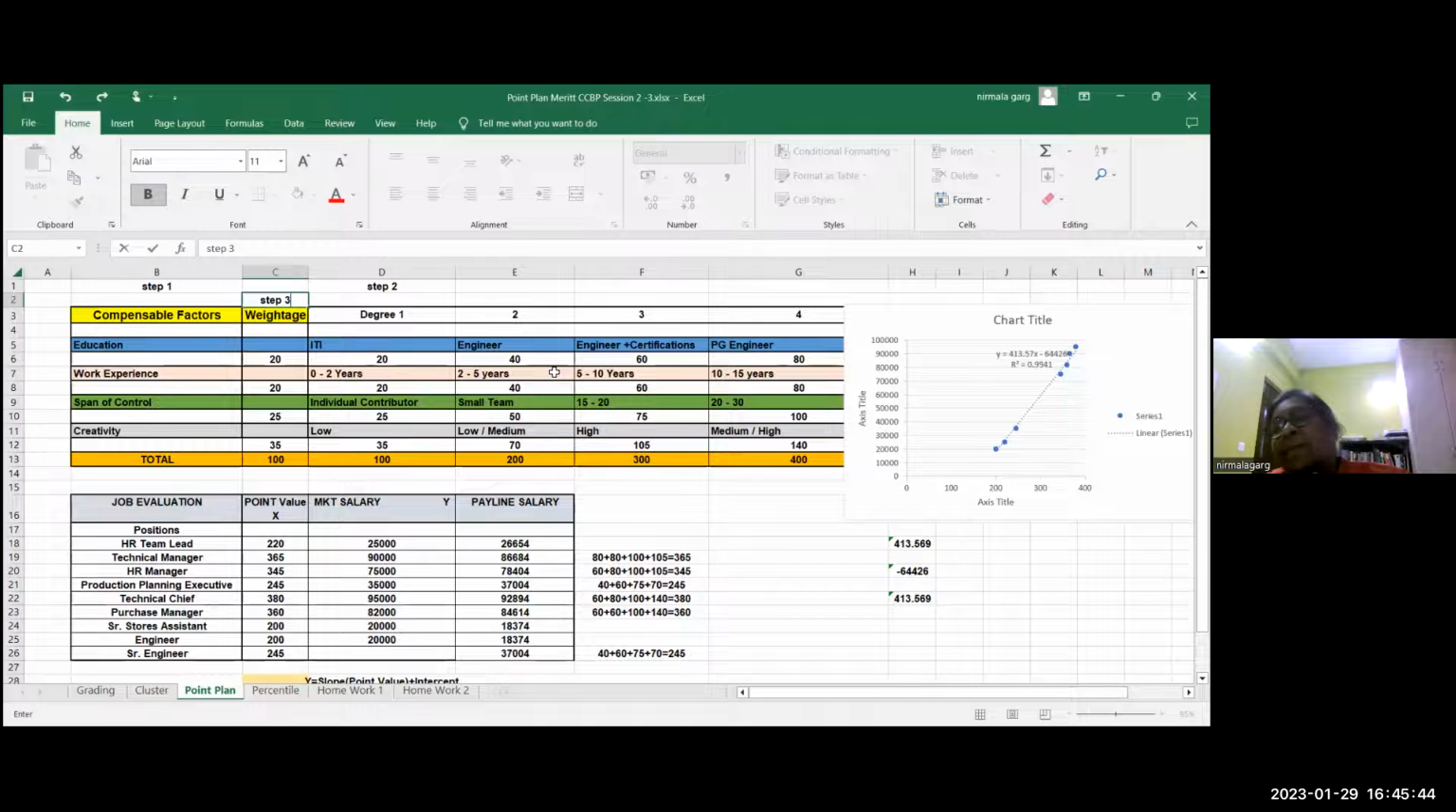Okay? One compensable factor can just have 2 or 3 degrees. Another compensable factor can have 5 degrees. So it depends on the requirement. Degrees is nothing but the level, or the complexity, or the intensity of that compensable factor required for that position.